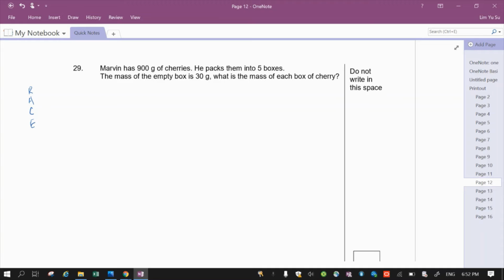So in this question, Marvin has 900 grams of cherries. He packs them into 5 boxes. The mass of the empty box is 30 grams. What is the mass of each box of cherry? Now, I read that quite fast.